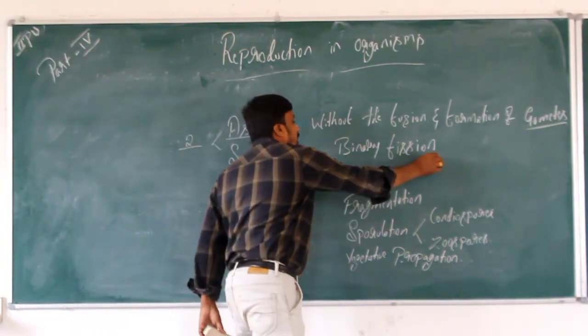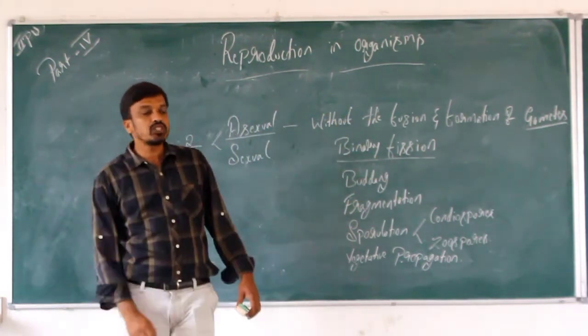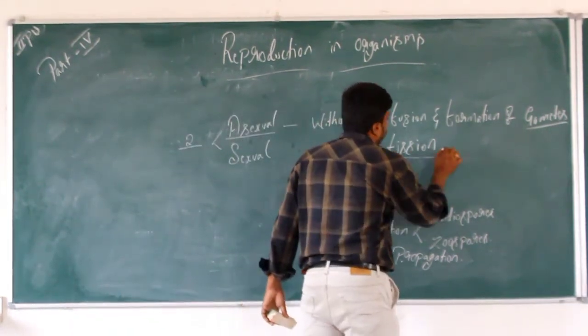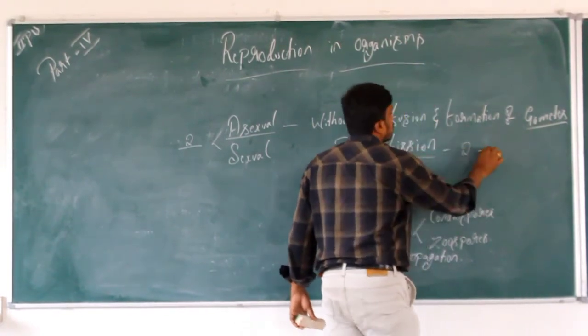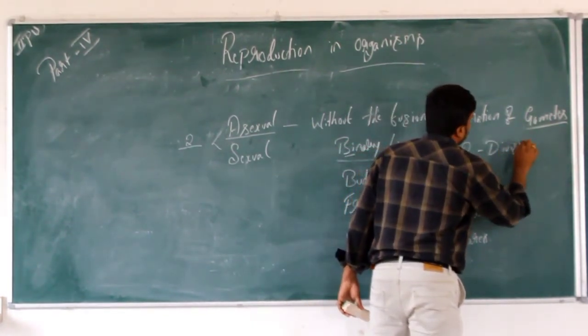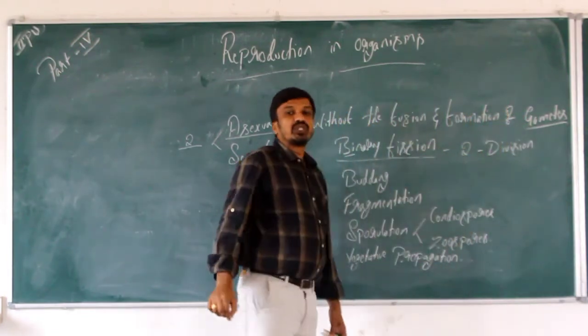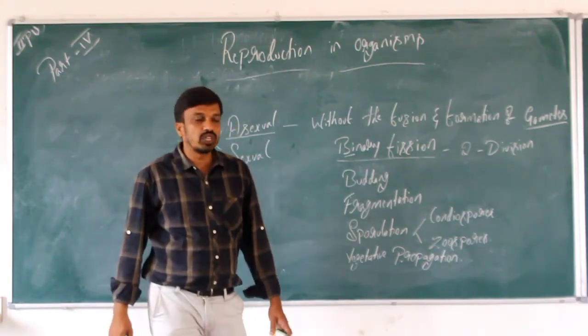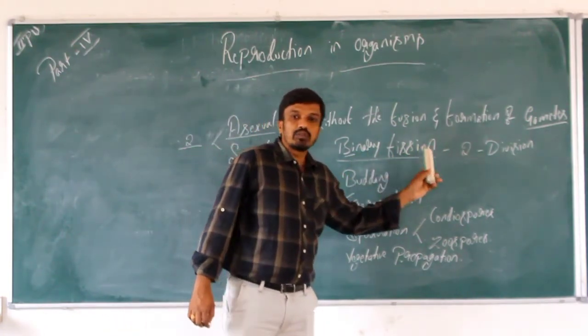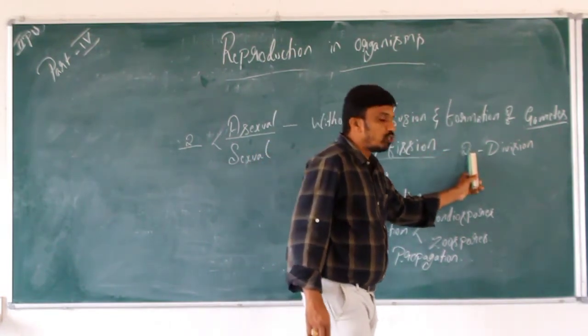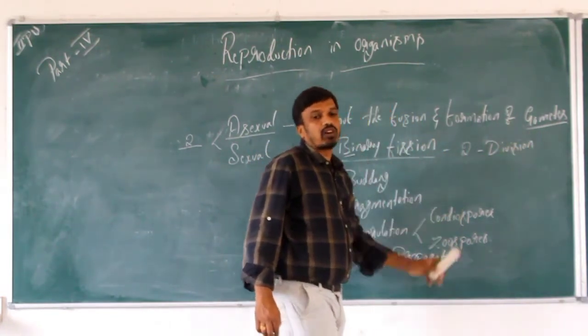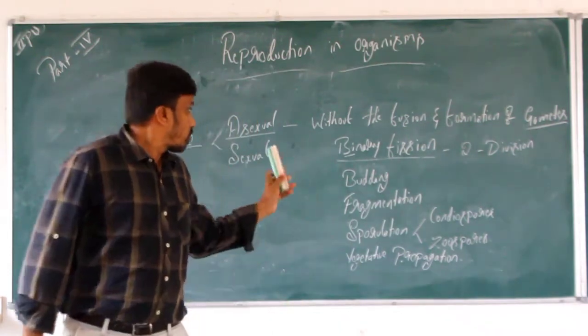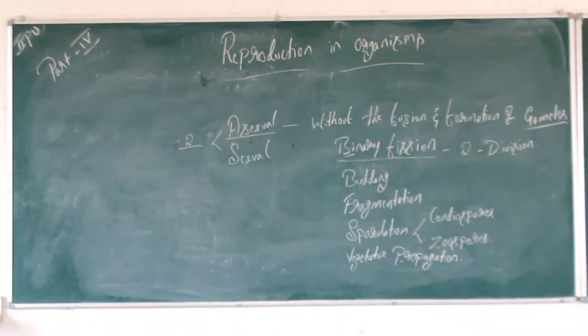The division of the parent cell into two cells is called binary fission. So what is binary fission? Binary fission means the parent cell divides into two daughter cells. The division of the parent cell into two daughter cells is called binary fission.